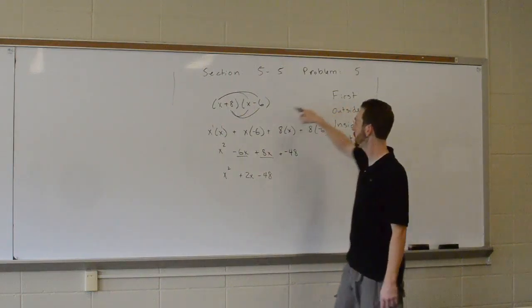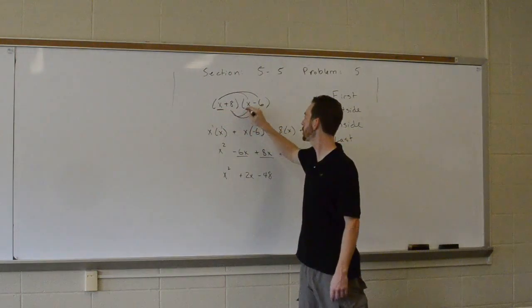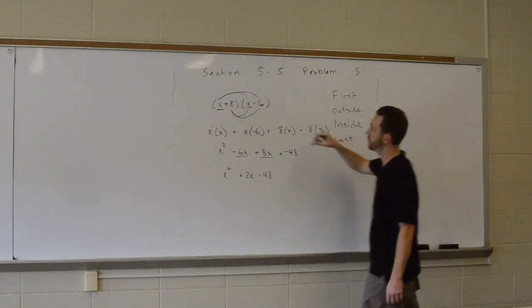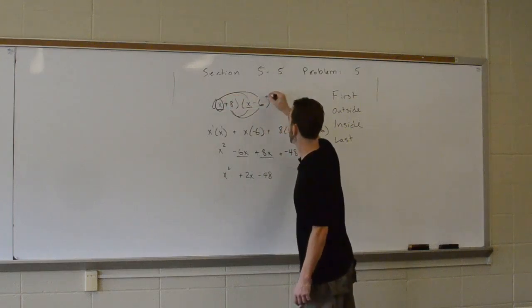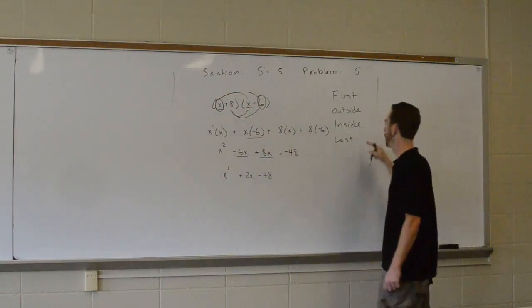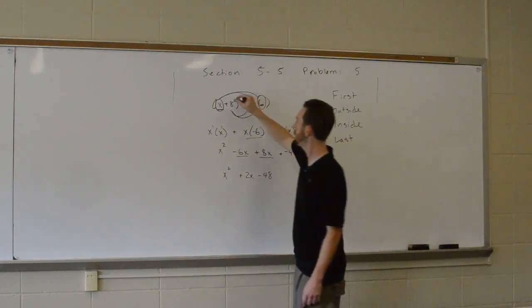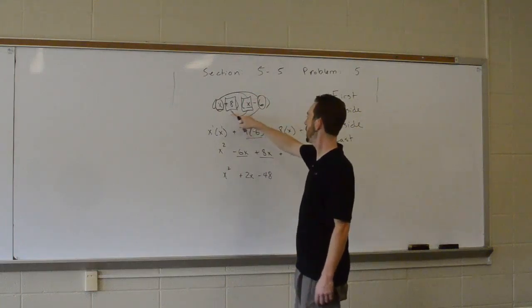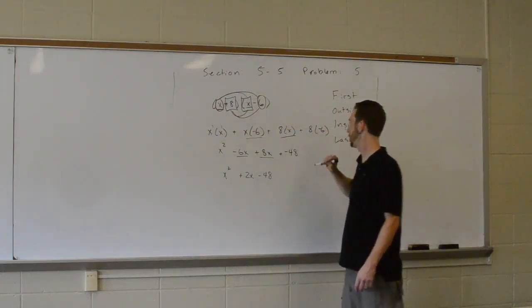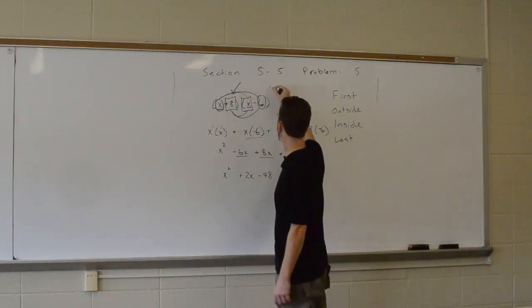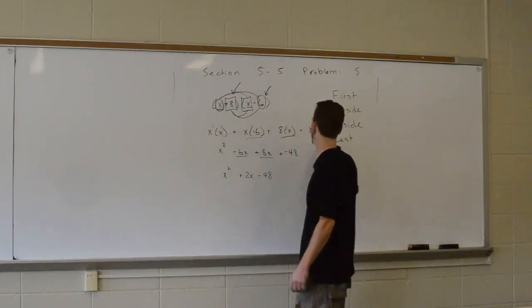So your first means you multiply the two first terms together, which is exactly what we did. Outside means you multiply your two outside terms together. So that's your x and your minus 6, which is the second thing. Inside means you multiply your two inside things together. So that's 8 and x, which is what we did. And then last means that you look at your two last numbers. That's plus 8 and minus 6.